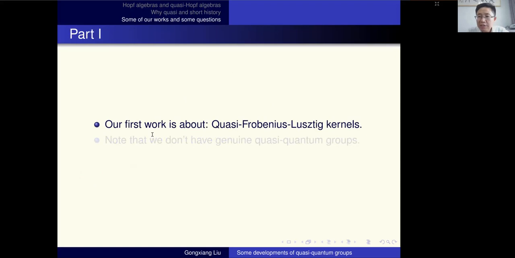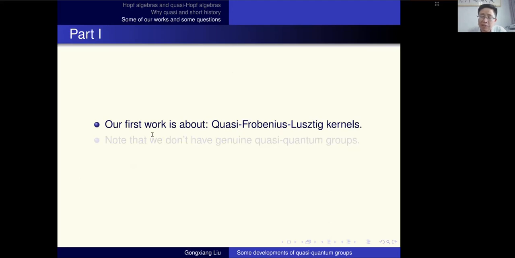When I considered the question about quasi-Hopf algebras, I felt curious. Why are there no people considering Frobenius kernels for quasi-Hopf algebras? I felt very curious. When I considered it very carefully, I found that this is not so. I don't feel curious now. The reason is we need to recall who found the Frobenius kernel. This is Lusztig, George Lusztig.